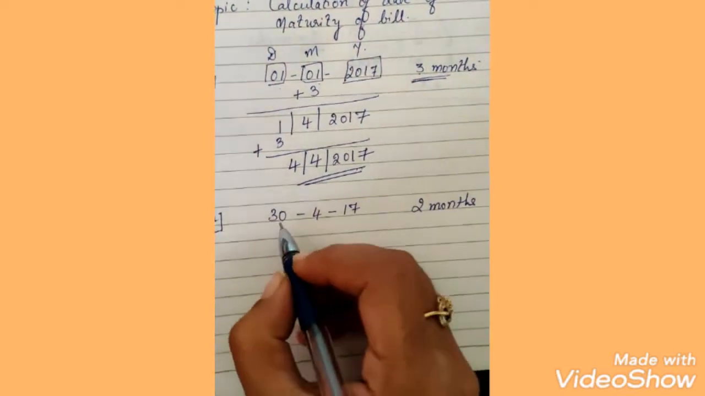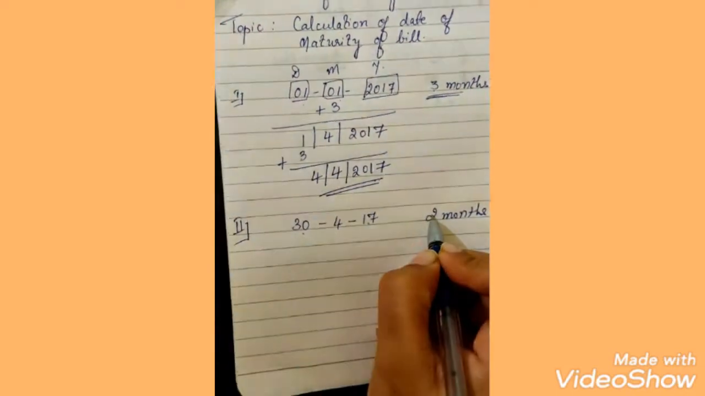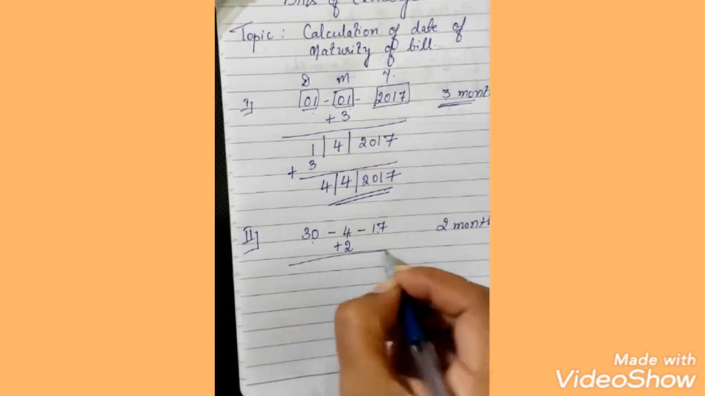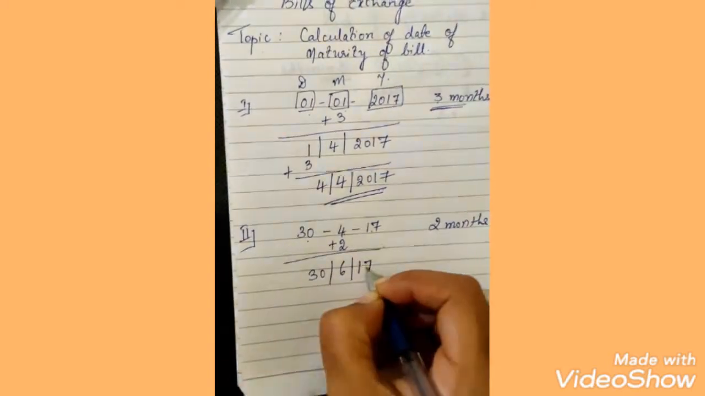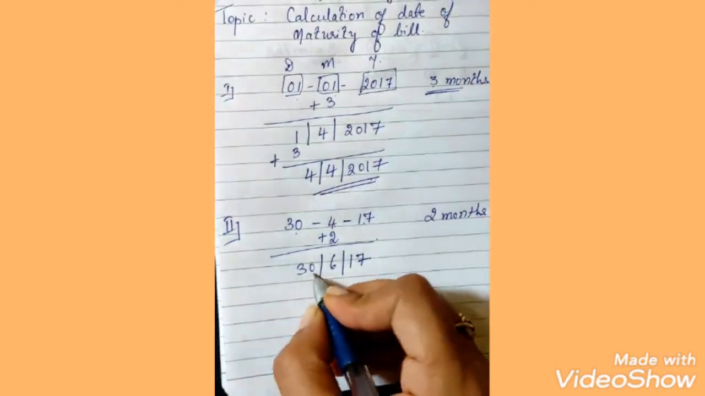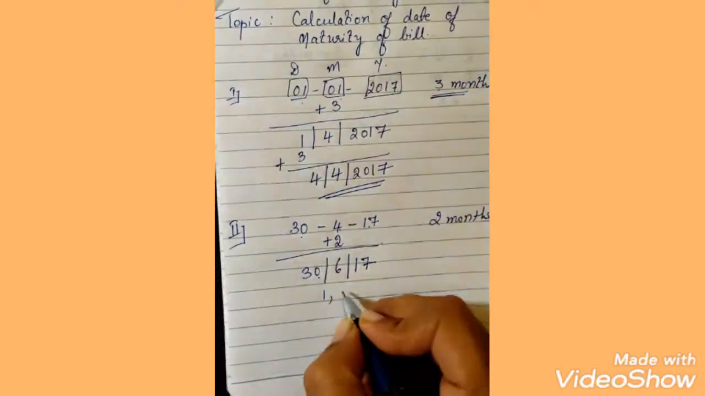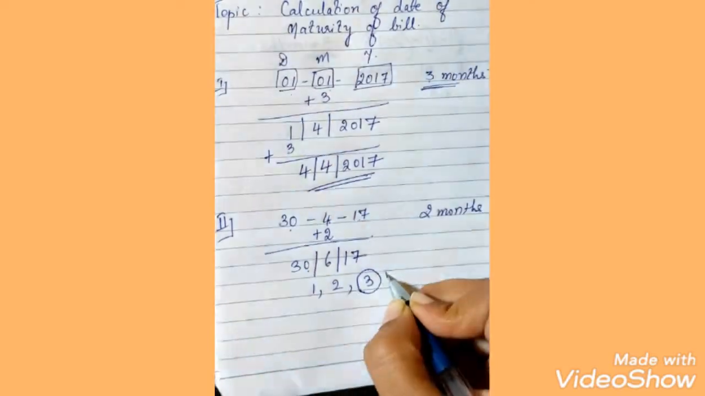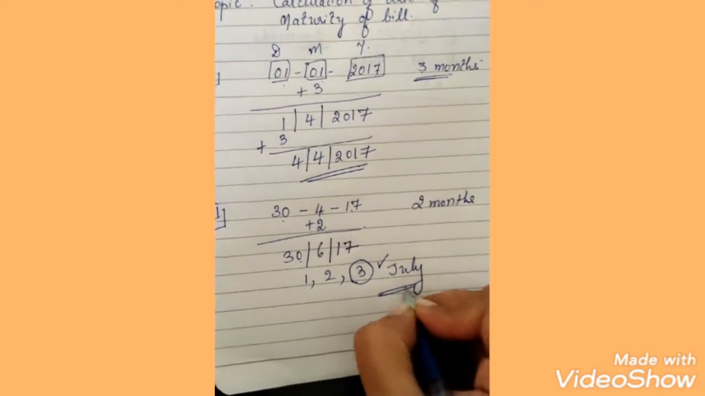Okay, so the second case is 30th April 2017 and here the bill is drawn for 2 months. So again what you have to do? In months you have to add 2, right? So you will reach 30th June 2017. Now you have to add 3 days of grace. June is only 30 days, right? So you will reach the next month. What will be the next month? 1st July, 2nd July and 3rd July. So once I add 3 days of grace, I'll reach 3rd July. So my date of maturity will be 3rd July 2017.